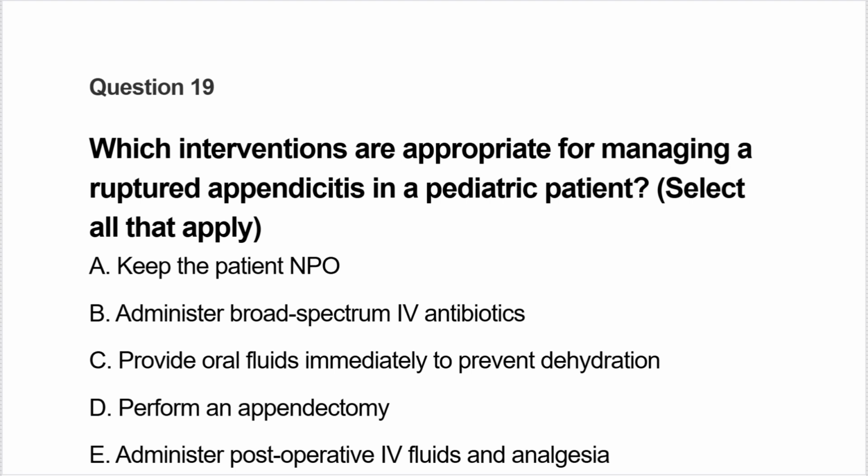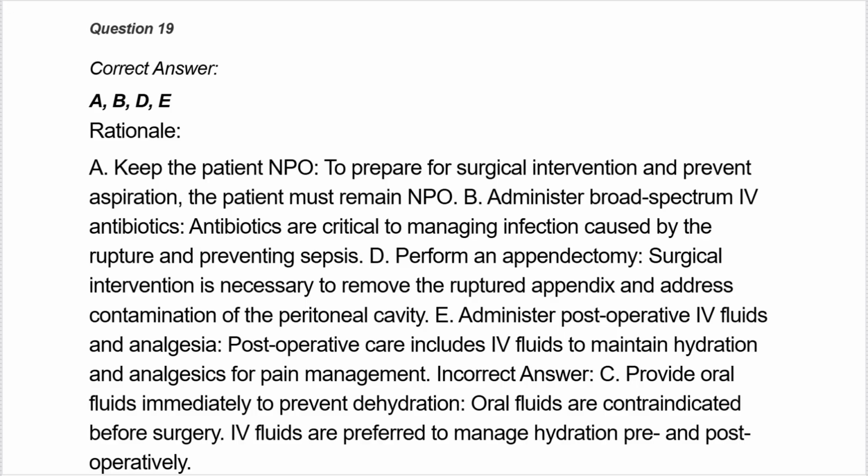Question 19. Which interventions are appropriate for managing a ruptured appendicitis in a pediatric patient? Select all that apply. A. Keep the patient NPO. B. Administer broad-spectrum IV antibiotics. C. Provide oral fluids immediately to prevent dehydration. D. Perform an appendectomy. E. Administer post-operative IV fluids and analgesia. Correct answers: A, B, D, E. Rationale.